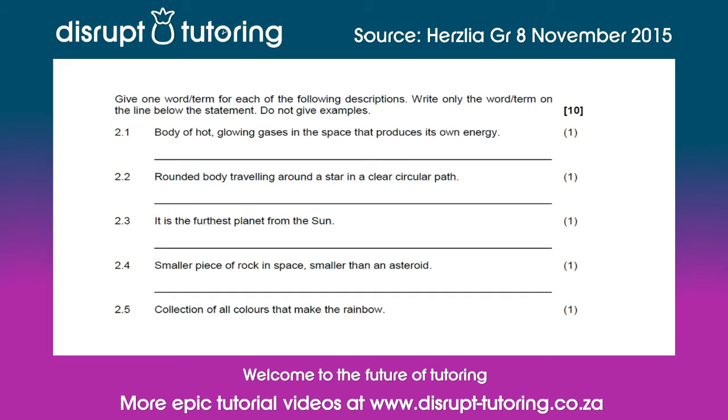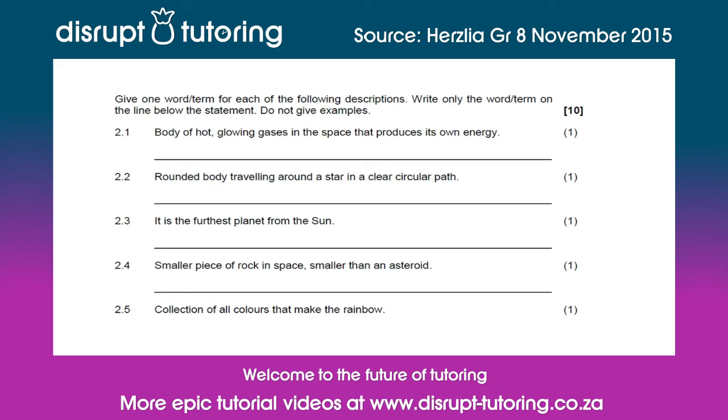Let's first read the statement or the instruction at the top. It says, give one word or term for each of the following descriptions. Write only the word or term on the line below the statement and do not give examples. So we know that it's important to follow the instructions, but I'll help you try and remember some of the ways you can remember these terms. Okay, so let's get started.